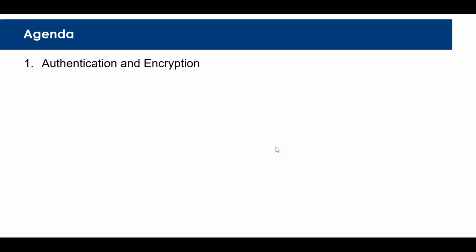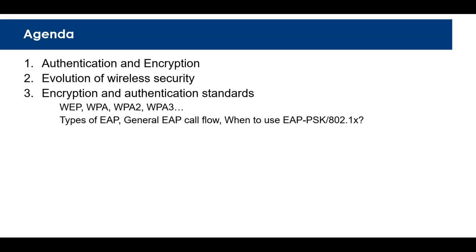Today, we'll be going through the following topics. First, let's start with what's authentication and encryption. Next, we'll be looking into evolution of wireless security, followed by encryption and authentication standards like WEP, WPA, WPA2, and WPA3. Then we will look into the types of EAP, general EAP call flow, when to use EAP, PSK or 802.1x. Then we look into the secure way to connect public wireless.